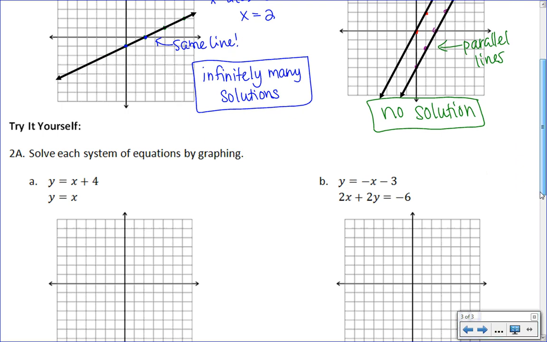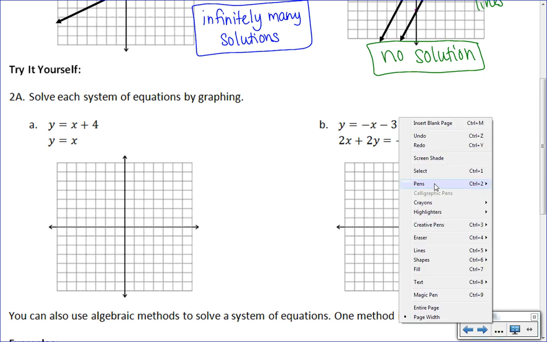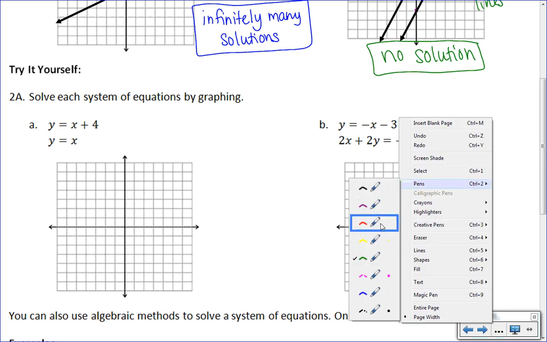Okay, there are two try-it-yourself problems for you to attempt. You're going to solve each one by graphing, and again, be aware of those possible unique situations, infinitely many solutions and no solutions. So pause the video, solve each of those by graphing, and then press play when you're ready to check your answer.